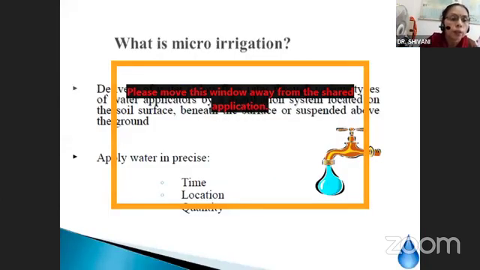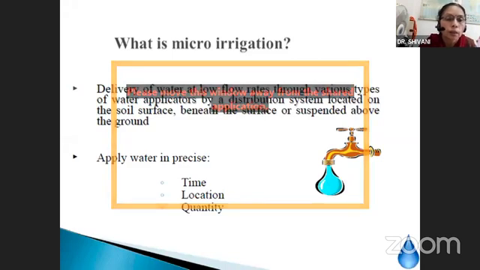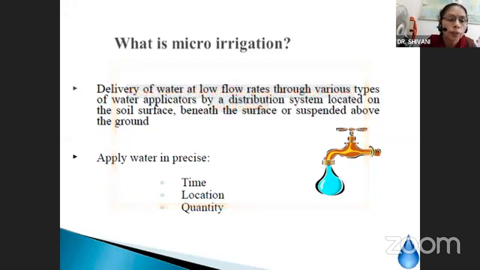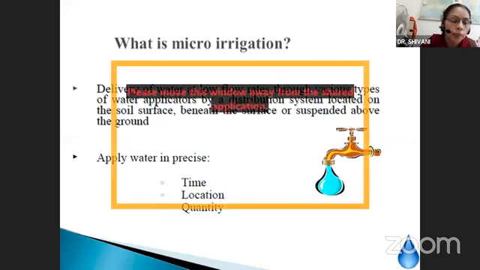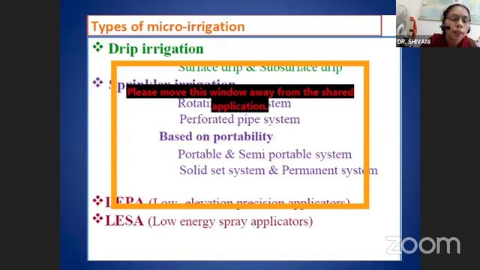So first of all, this slide shows what micro irrigation is. That means the delivery of water at low flow rates through various types of water applicators by a distribution system located on the soil surface, beneath the surface, or suspended above the ground. That means micro irrigation applies water at precise time, precise location, and precise quantity. Drip irrigation is of two types, surface drip and subsurface drip.